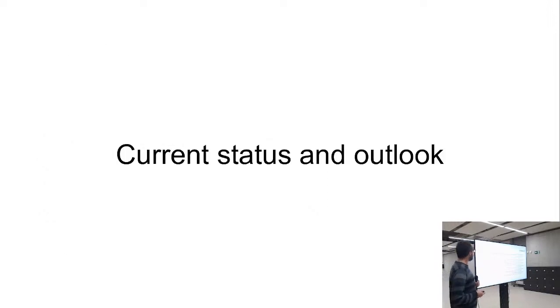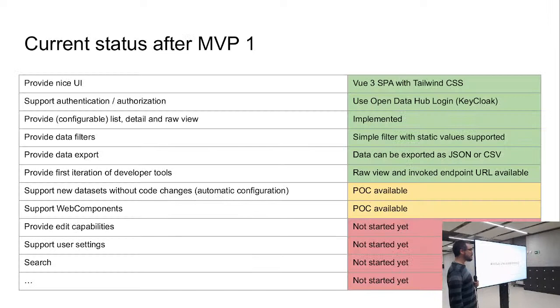Okay, so we are reaching the end. Current status and outlook. This is the current status of the data browser 2.0. At the moment, we have released MVP 1. And you see, this is the stuff that was done. This is mostly the stuff that we saw before in the requirements and in the solutions.